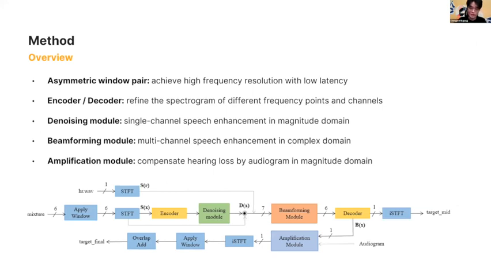Okay, this is our proposed system's overall diagram. It can be divided into 3 main parts: a denoising module, a beamforming module, and an amplification module. We also proposed an asymmetric window pair to achieve high frequency resolution while maintaining low latency. Moreover, there are an encoder and decoder at the start and end of the network, which can refine the spectrogram of different frequency points and channels. The denoising module is a single-channel speech enhancement in magnitude domain, while the beamforming module can be regarded as a multi-channel speech enhancement in complex domain. And the amplification module provides hearing empowerment by different audiograms in magnitude domain. The reason why we designed this will be explained immediately.